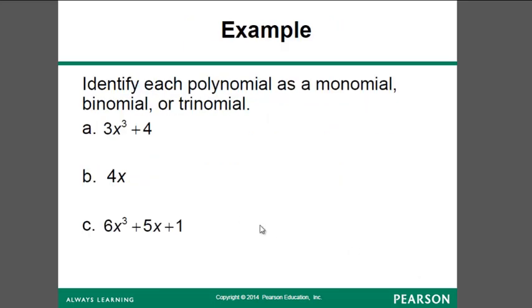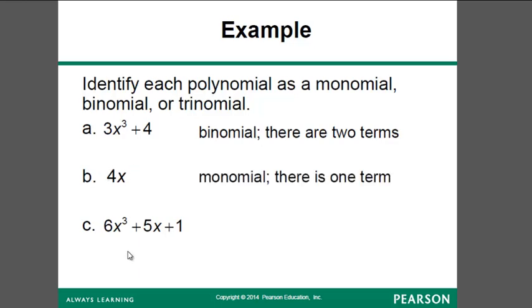So look at these three and identify each as a monomial, binomial, or trinomial. Well, the first one, I have one term, two terms. So that's going to be a binomial. On part B, I just have one term. So that's a monomial. On part C, I have 1, 2, 3 terms. So that's going to be a trinomial.